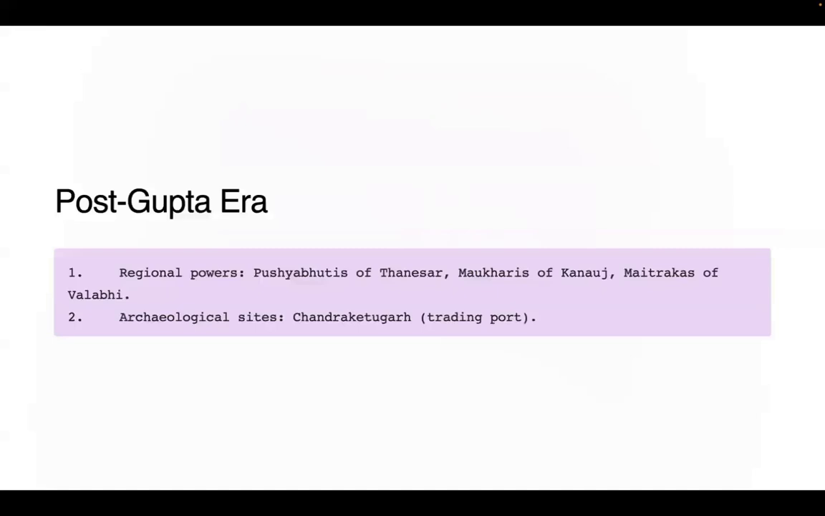Post-Gupta era, just the original pass names like Pushyabhuti of Thanesar, Mokharis of Kannauj, Maitrakas of Valabhi, some trading ports as well like Chandraketugarh. What they are asking you is, after the fall of the Gupta empire, there was a tussle for a prosperous Kannauj. There was a tripartite struggle between different parts, and the history of India became divided into small parts. In Western India, there were different rulers. In Northern India, there were different rulers. One of the powerful rulers which emerged during that period was Harshavardhana of Kannauj.